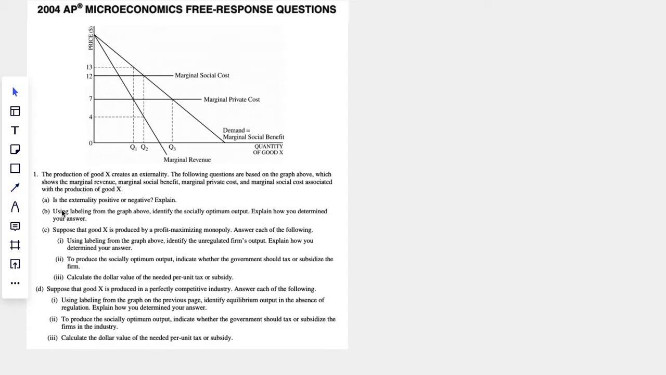For this AP Micro FRQ, this one is a strange one. We can look at it and tell, because of the downward sloping demand and the marginal revenue curve, that it's obviously a monopoly. It does create an externality.